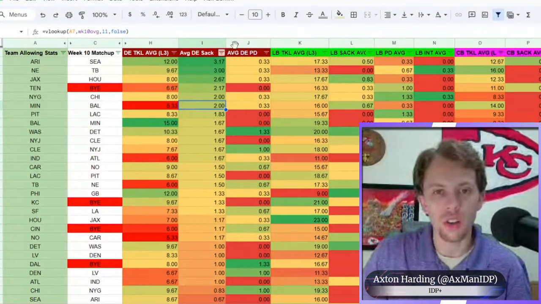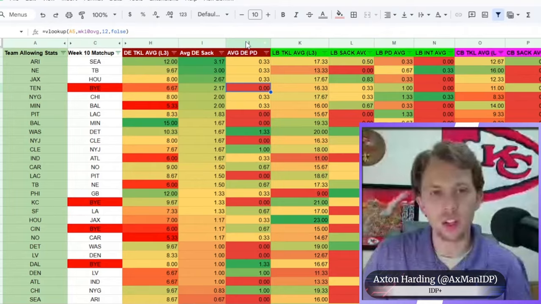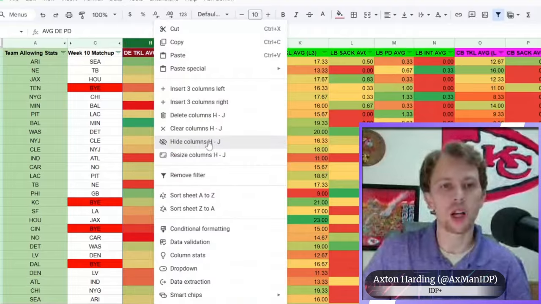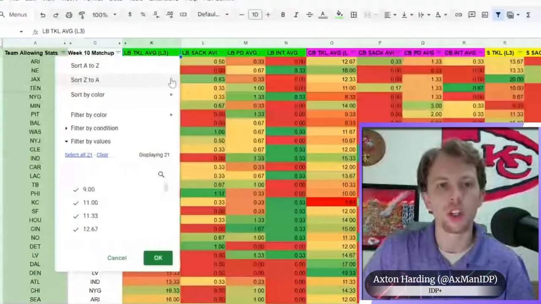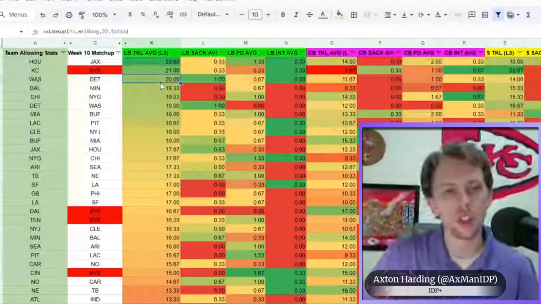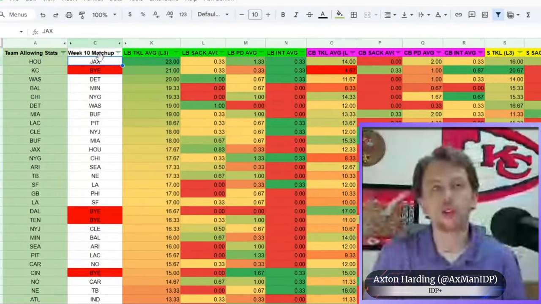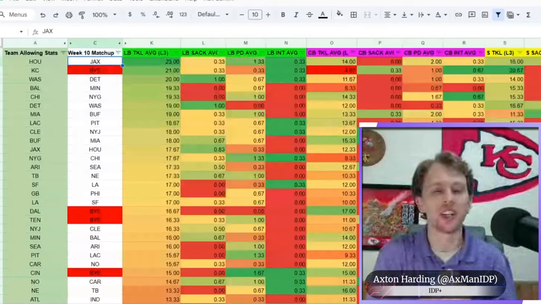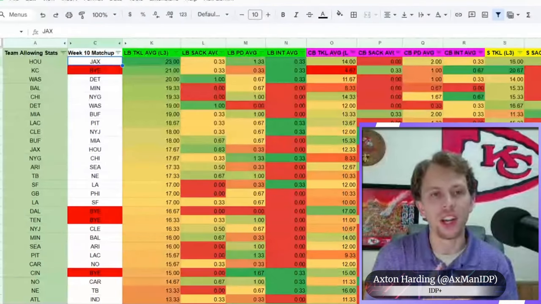Let's talk about the position everybody loves the most, and let's get to the linebacker production here. So we're going to hide those columns. We're going to filter our linebacker tackles from the most to the worst. And at the top, the Jacksonville Jaguars, Foye Oluokun, likely to be my number one linebacker this week in the rankings. Go ahead and give you that little tidbit there.